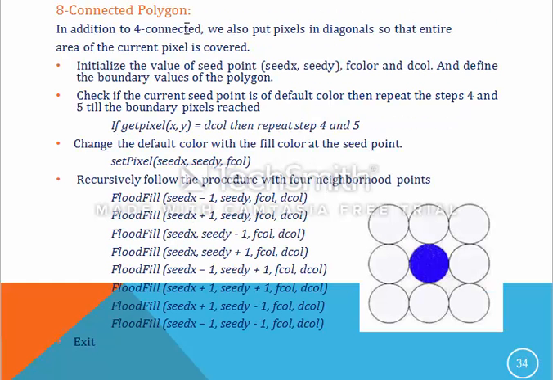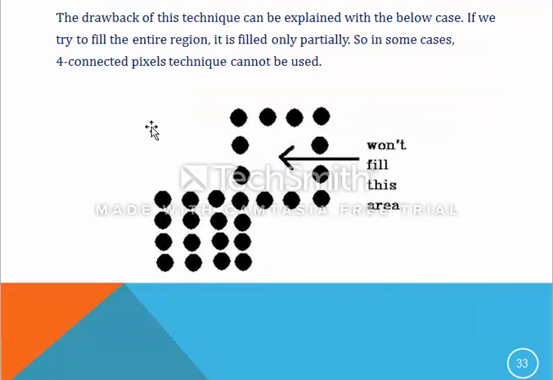And the algorithm for the 8 connected polygon is similar to that of the 4 connected polygon. First, initialization is done and check if the current seed point is of the default color. Then you have to repeat these steps. Next, change the default color with the fill color at the seed point. Then this procedure with the 8 neighboring points is recursively followed to fill this area completely.